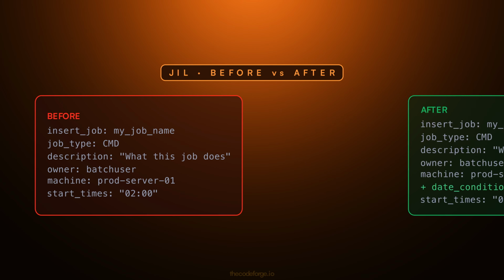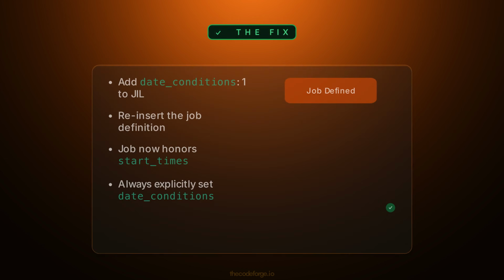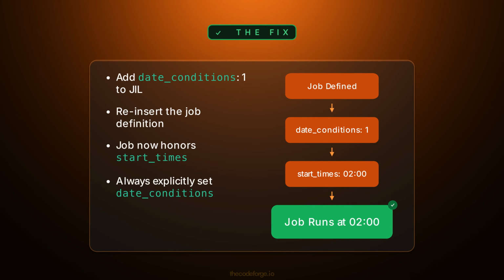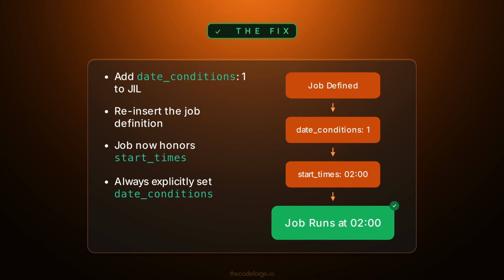The root cause is that date conditions defaults to 0, so start times is ignored and the job never leaves waiting. The fix is to explicitly set date conditions to 1. The fix is simple. Add date_conditions: 1 to the JIL definition and reinsert the job. Now AutoSys evaluates start times and the job runs as scheduled.